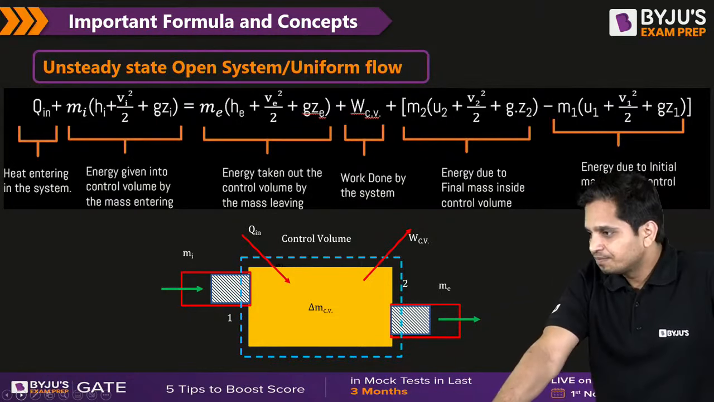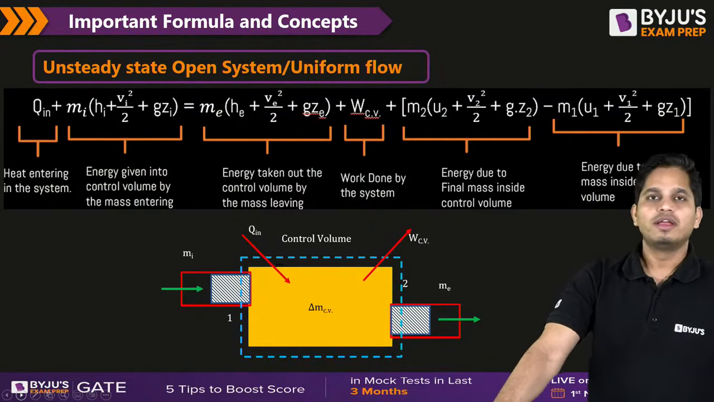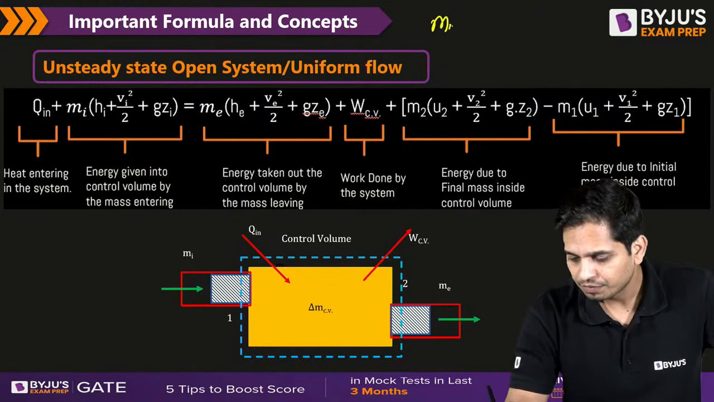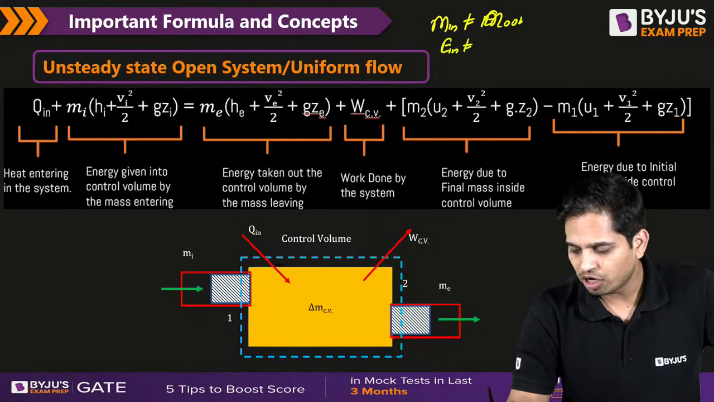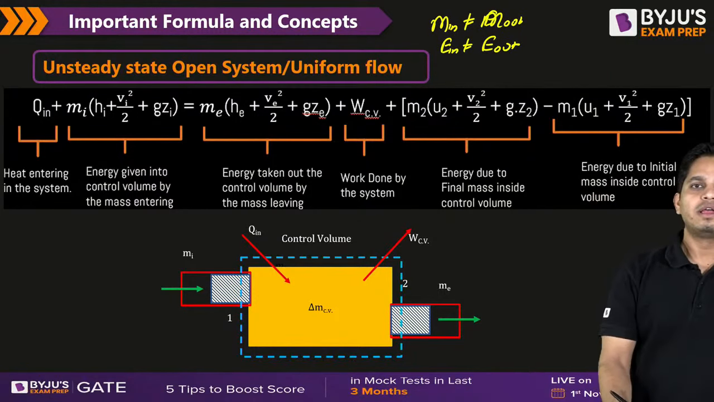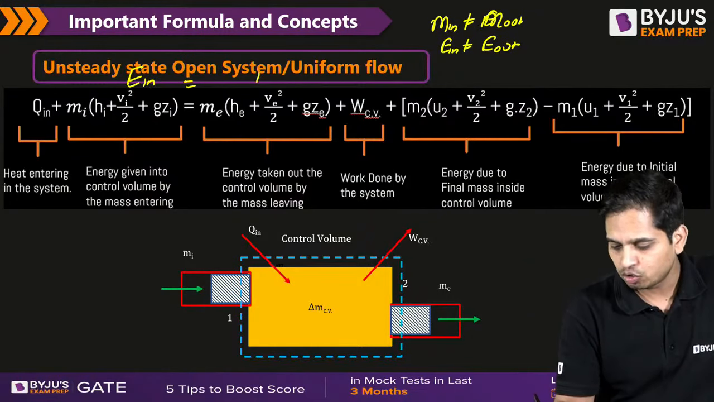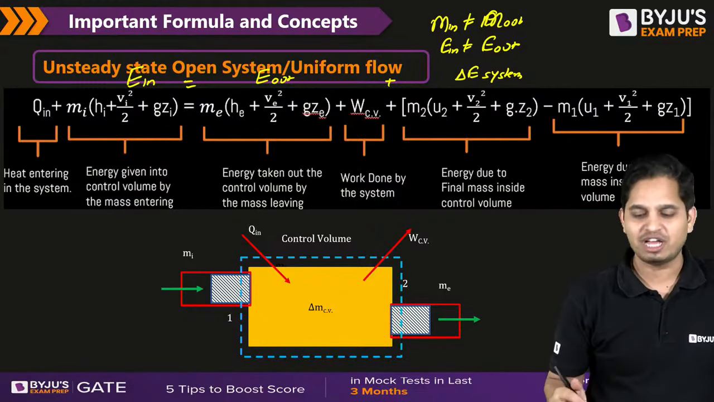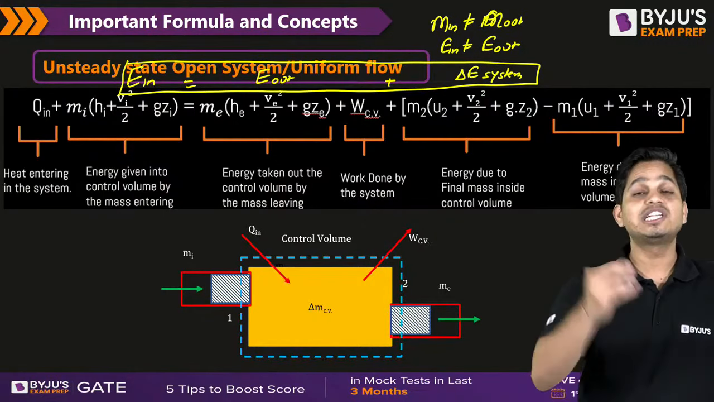I'll tell you very quickly. Yes, Sri Lakshmi, that is true. Okay, chalo. So uniform flow or unsteady means mass in is not equal to mass out, energy in is not equal to energy out. Some heat is entering. So what will happen? Energy in is equal to energy out plus change in energy of the system. This is the most general form of the first law of thermodynamics. We always start with this equation. This is the law of conservation of energy.